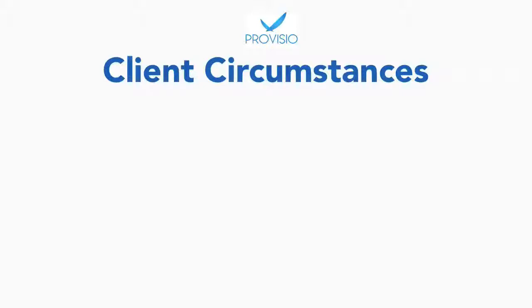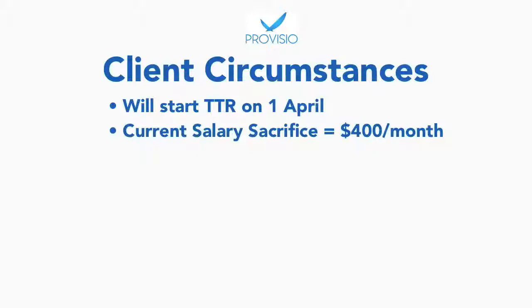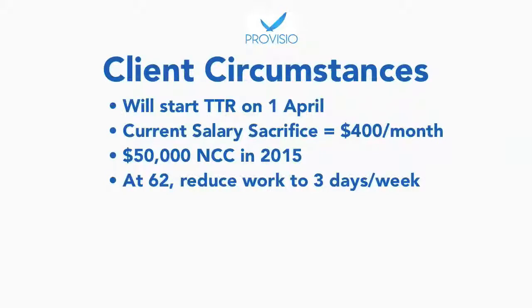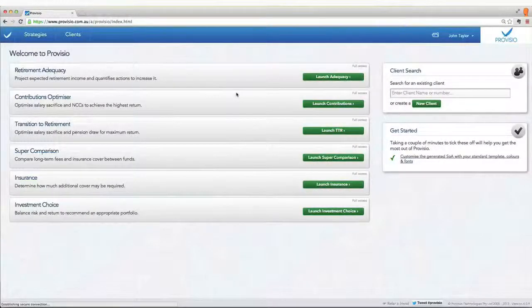She wants to start TTR just after her 55th birthday, a few months before financial year end. She already makes salary sacrifice contributions. In a few years, she'll contribute a lump sum. When she's 62, she'd like to work fewer hours, and she wants to know how that will affect her retirement income. From the client's perspective, these are simple requests, but if I were modelling this strategy manually, they'd add up to a lot of extra work. Now, I'll show you how easily I can optimise her TTR plan and finish the SoA in Provisio.